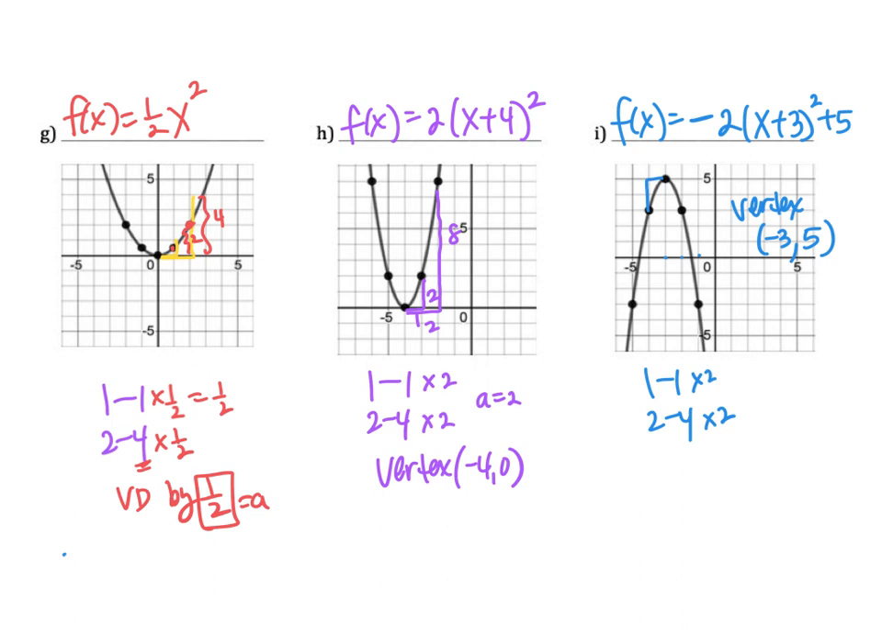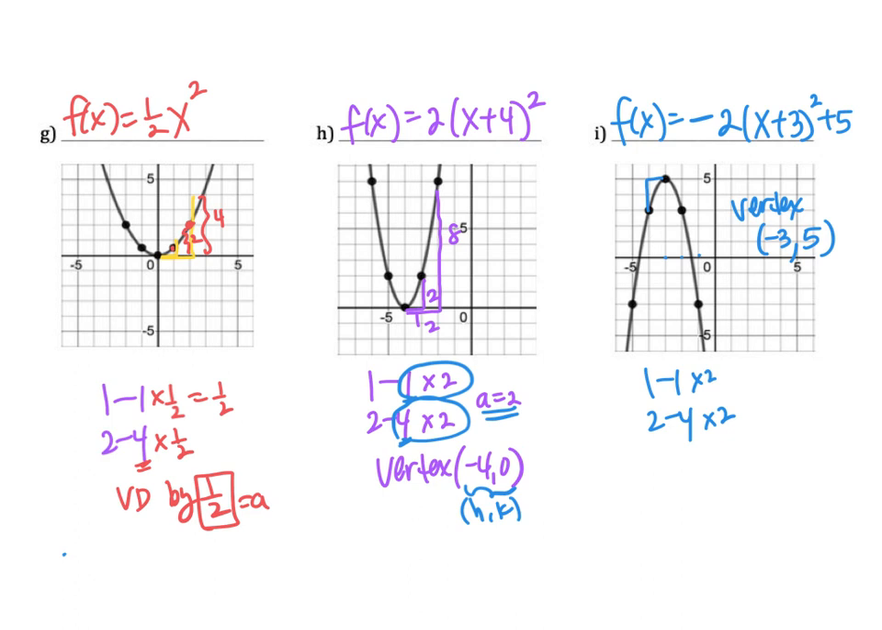Okay, so letter H and letter I. Did you get for letter H, f of x equals 2 times quantity x plus 4 squared? Hopefully you did. You saw that it was stretched vertically twice its original. So it's usually 1 to 1, 2 to 4, but instead of going up 1, it went up 2 times higher, and instead of going up 4, it went up 2 times higher. Therefore, we know a is 2. And then my vertex is negative 4, 0, so my h is negative 4. So it's plus 4 because we moved left 4.